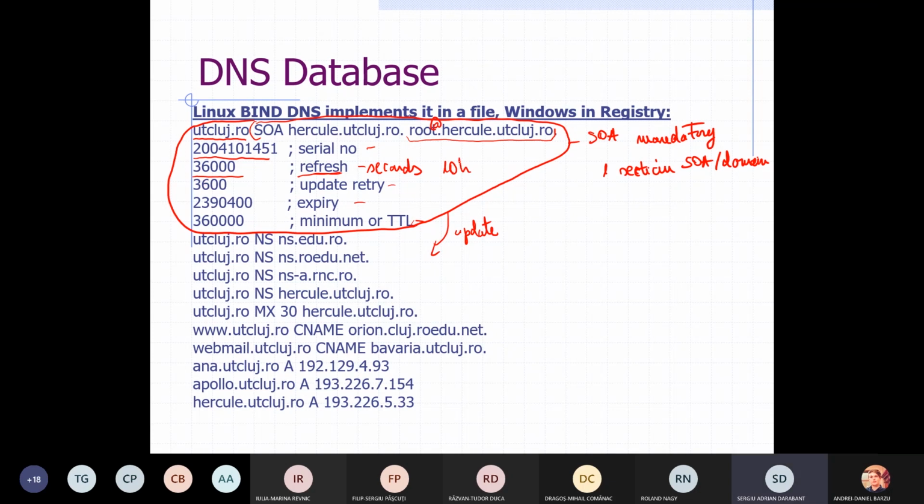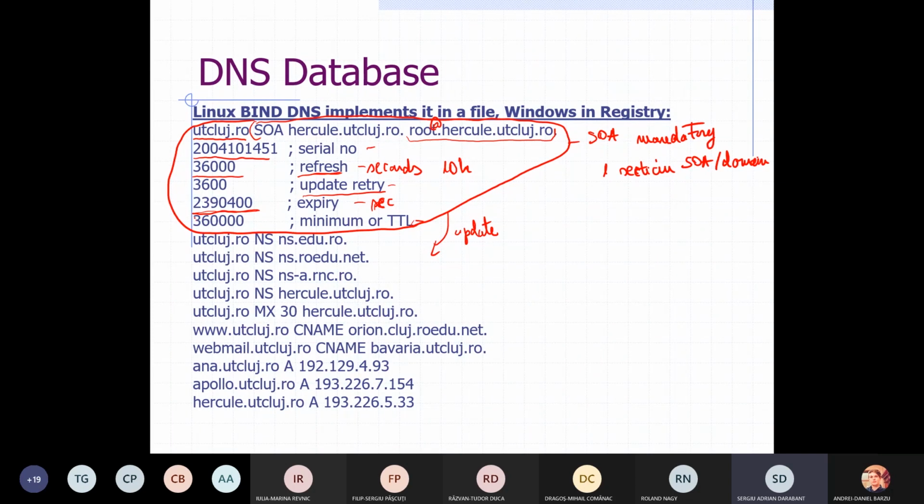Then if they're not able to refresh because the master is not answering for some reason, or because maybe there is no connectivity between the slave and the master, how often should they retry that operation? This is an amount in seconds as well. It tells that if for any reason you cannot update your information within this time interval, then you don't answer anymore. The information that you have has expired and you don't answer anymore.